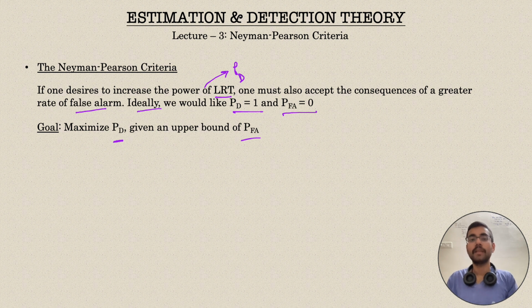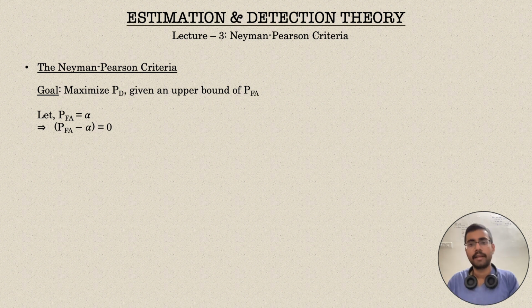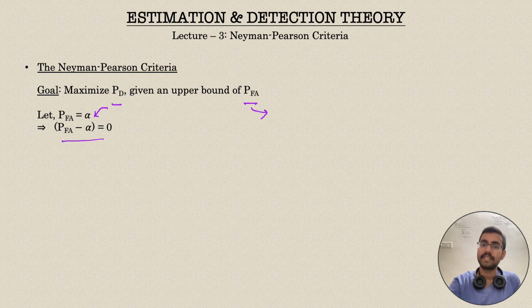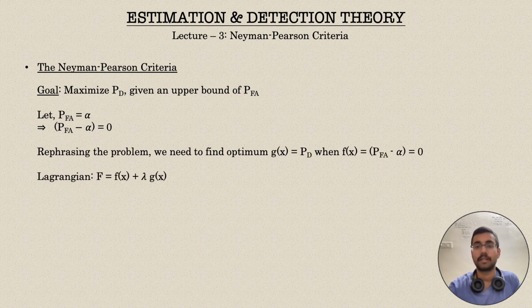Okay, so if we place a little more attention, we can see that because it is bounded, we have a constraint here and we need to optimize a particular function. So this is a constraint optimization problem. That is what we are going to make it into now. Because the upper bound of false alarm is set, let it be alpha. So we have P of false alarm minus alpha is equal to 0. We'll be assuming this to be a function, for example, this is equal to f of x.